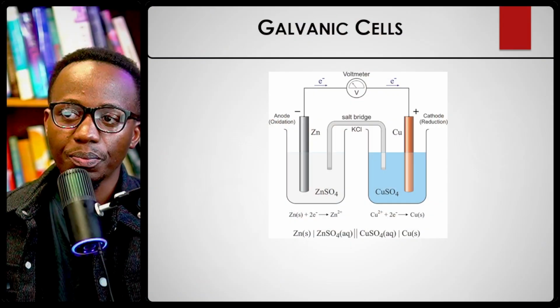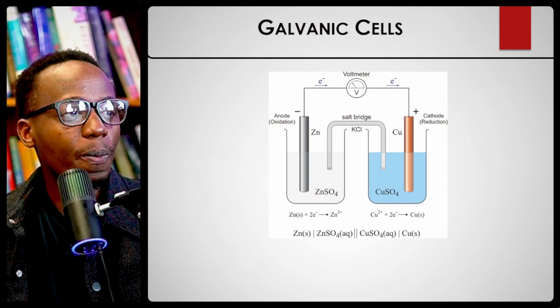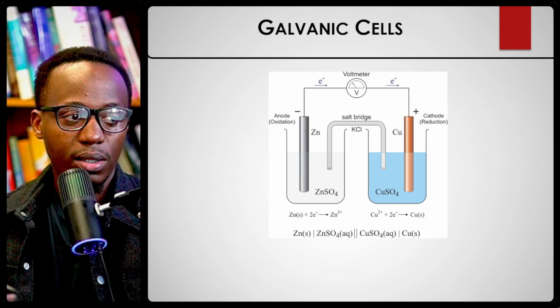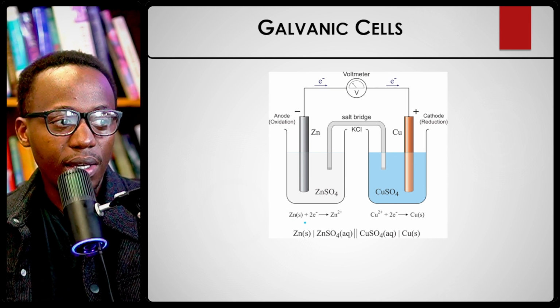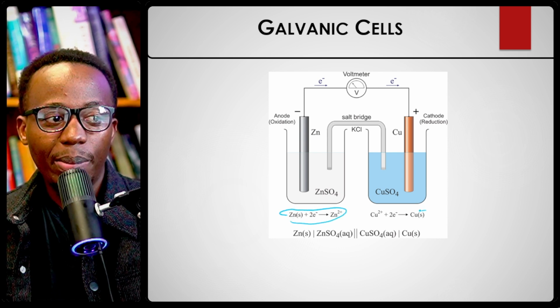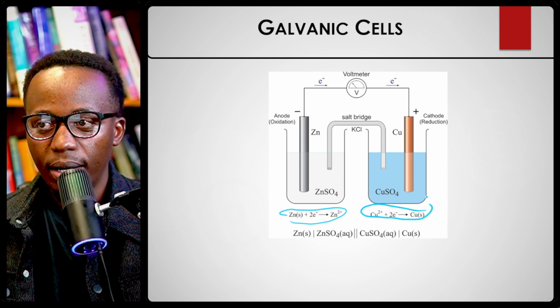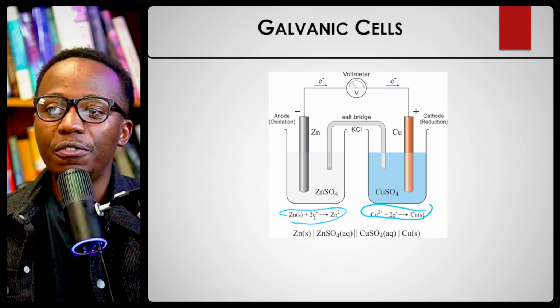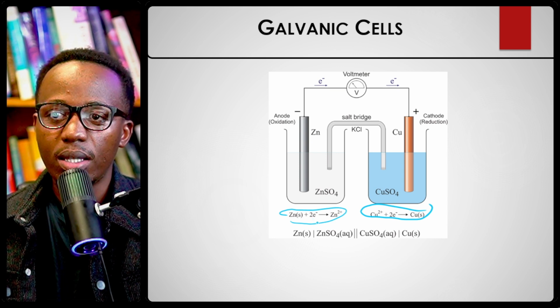Let's look at this example here. If you look at this example, you see that again, zinc lost electrons, and then copper gained these electrons, right? So this is a movement of reaction from one place to another.